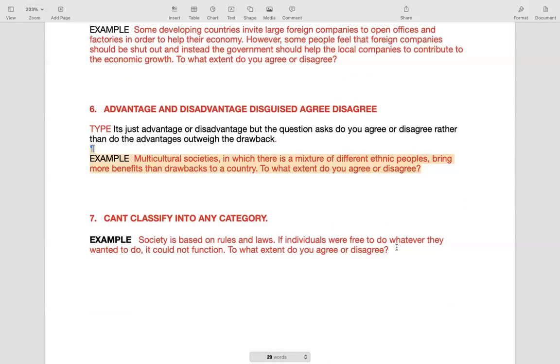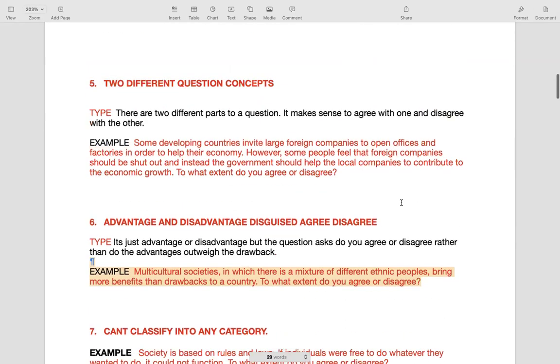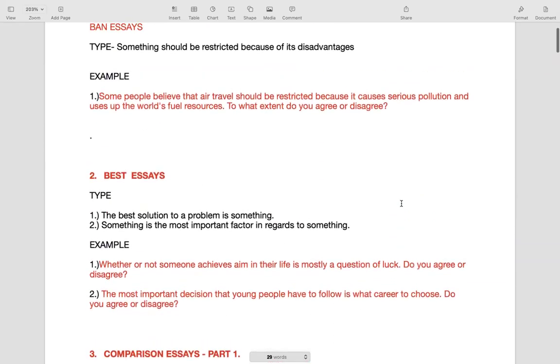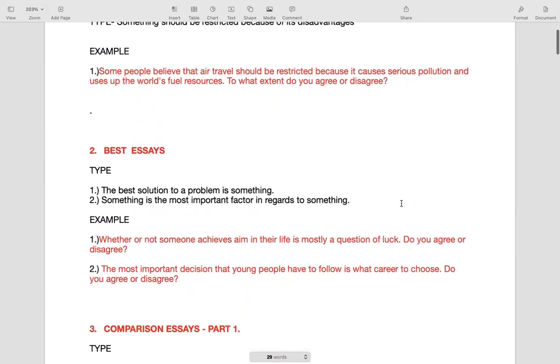Some people believe that they should not pay any taxes to the government and they should keep all the money that they have earned. Do you agree or disagree with them? So basically you should not pay any tax and keep all the money. So that's the question. So you can't put them in any category. So these are the 7 categories of agree, disagree essay that we are going to try to cover.